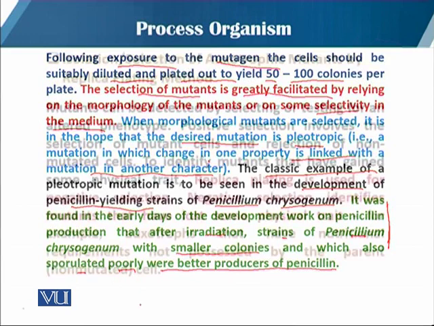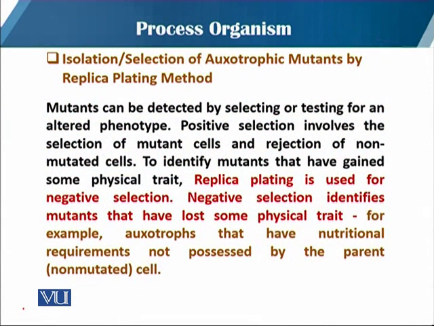As concerns the isolation and selection of auxotrophic mutants by replica plating methods, we have seen the difference between prototroph and auxotroph. When we develop mutants, there are two types: one is the auxotrophic mutant and the other is the prototrophic mutant. The auxotrophic mutants have lost the ability to produce a metabolite which is necessary for their growth. The prototrophs have all those essential metabolites which are used for their growth.